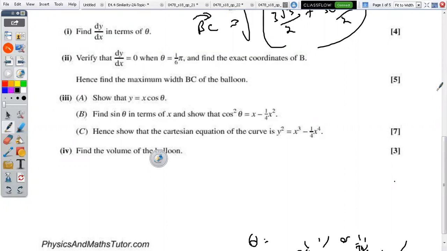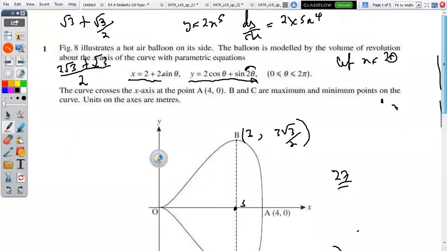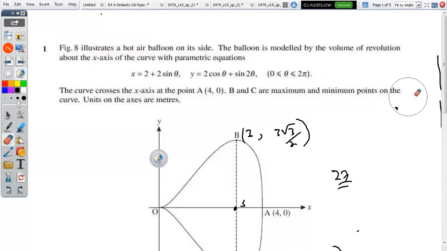Now, show that y is equal to x cos theta. How many marks is that? Hence, find sine theta in terms of x. Is this the same question? Okay, let's wrap up certain things that we know. So it's a long question. Yeah, but in an exam, they won't give you this. But this is good practice for you there.